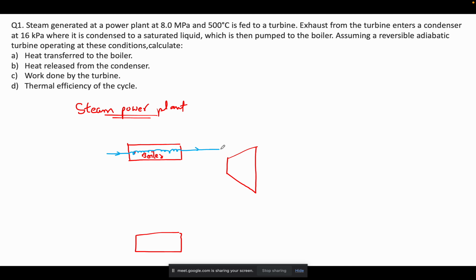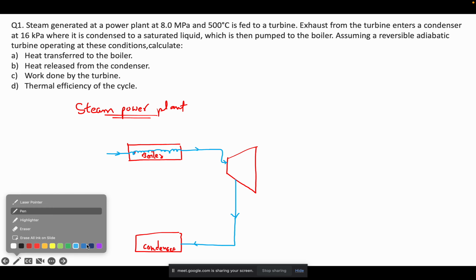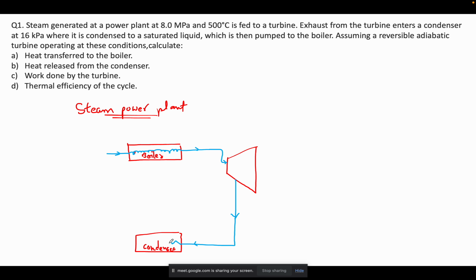Let us do this once again. It enters the turbine and then leaves the turbine. In doing so there is some expansion going on, and some work of expansion is released. Then it goes to another heat exchanger, which we call a condenser. In this condenser, once again some heat exchange processes are going on, and it gets converted into the liquid state.